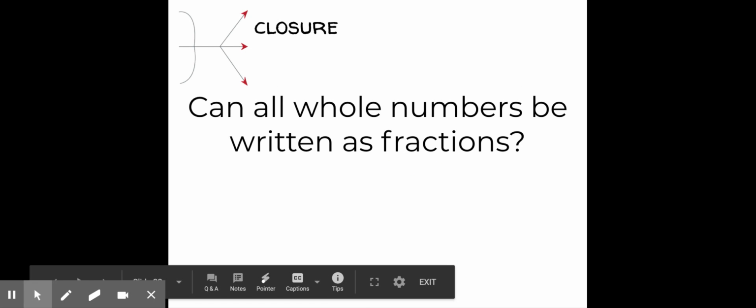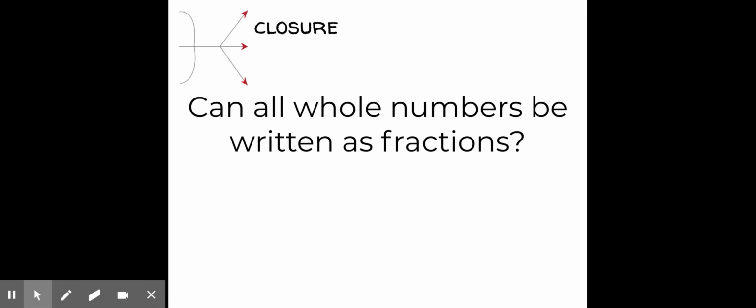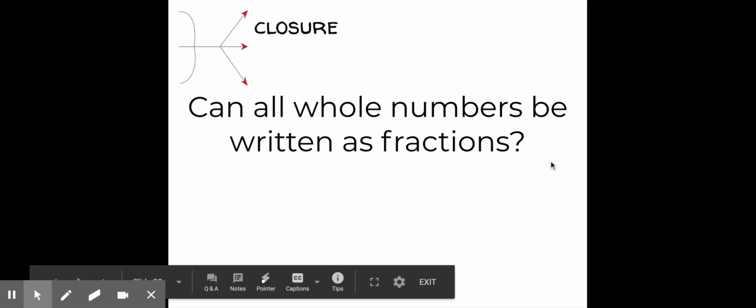Can all whole numbers be written as fractions? Go ahead and pause and think about this for a moment, and then when you're ready, you can come back and play the video. The answer is yes, all whole numbers can be written as fractions by making the denominator a 1. Remember, fraction is division, and if you were to divide by 1, it would still be the same number.